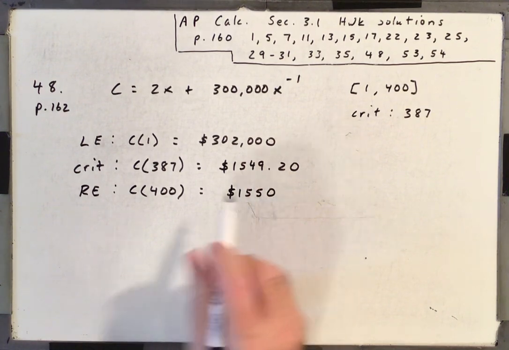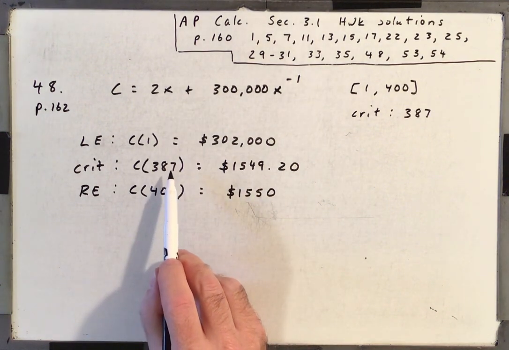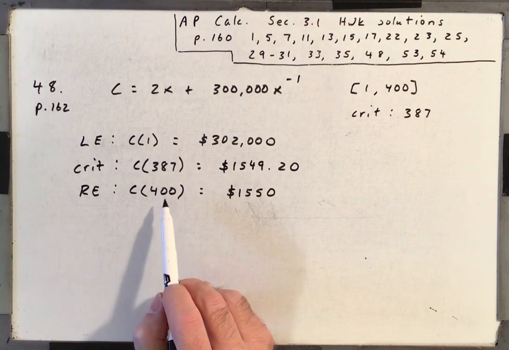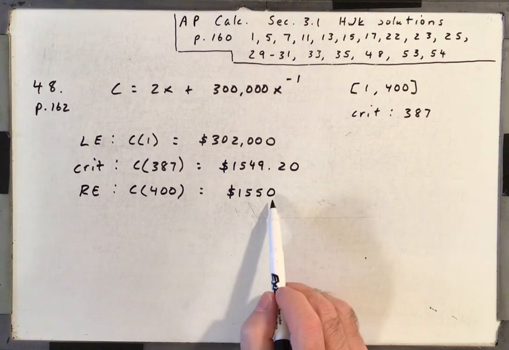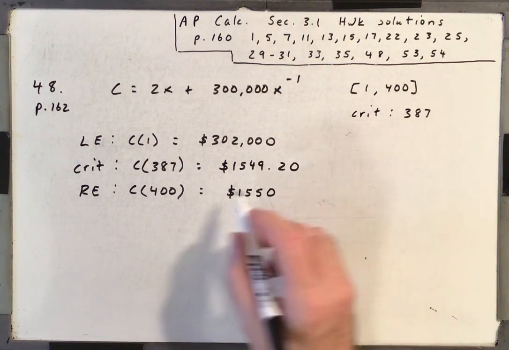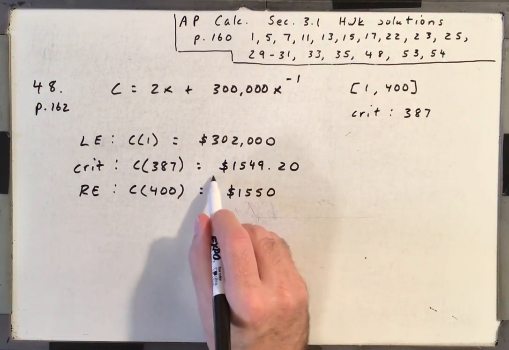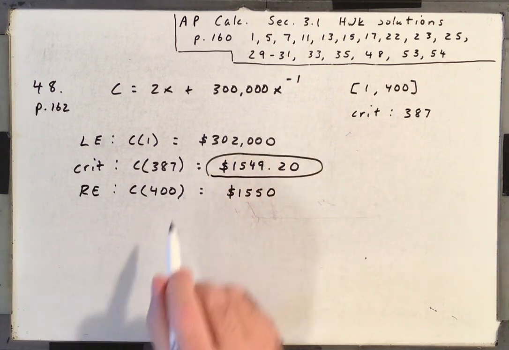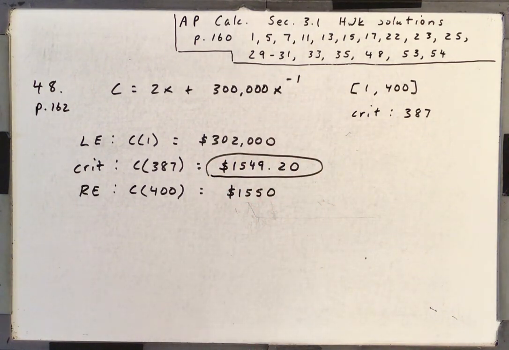So it's slightly cheaper to order 387 than it is 400. Not enough to matter, 80 cents. I'd probably just order the 400. So for this time, the minimum occurs at an order size of 387, and it would be that.